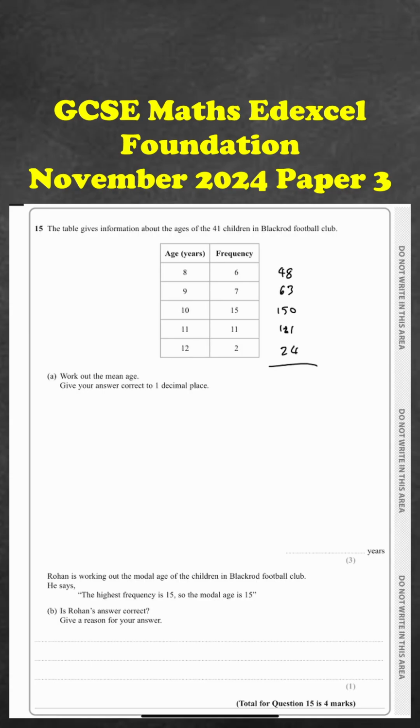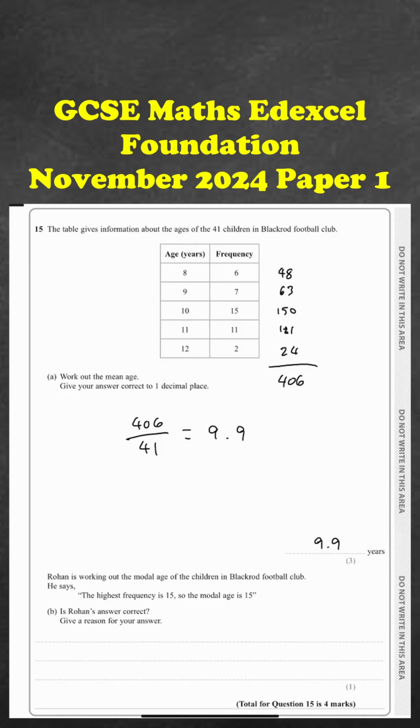Then we need to add all these up. 48 plus 63 plus 150 plus 121 plus 24 is 406. Then you have to divide by how many children there are. So 406 divided by 41, and we should then get a mean age. And we get 9.9. They want it to one decimal place, so 9.9 is our answer.